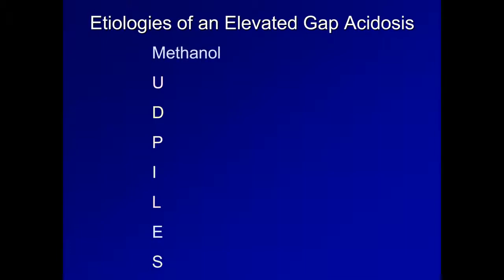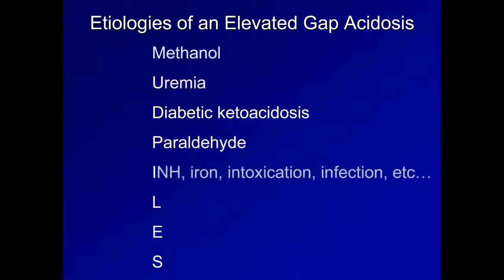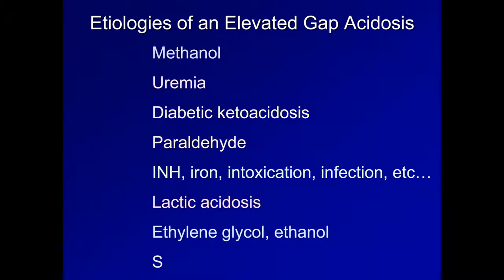M is for methanol, U for uremia, D for diabetic ketoacidosis, P for paraldehyde, I is variably for INH, iron, intoxication, infection, or essentially whatever you want it to be for. L is for lactic acidosis, E for ethylene glycol or ethanol, and S for salicylic acid. So that's the differential diagnosis, sort of. There are a number of reasons that I don't like this mnemonic, which I won't get into here in any detail, but take my word for it that it's not very good. So let's get rid of MUDPILES.